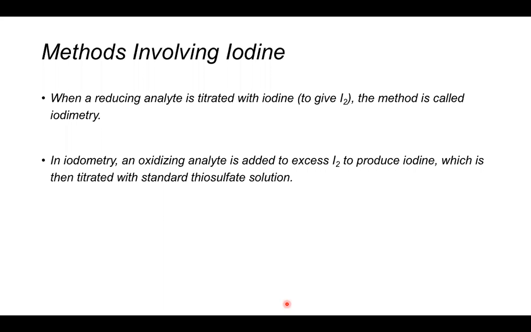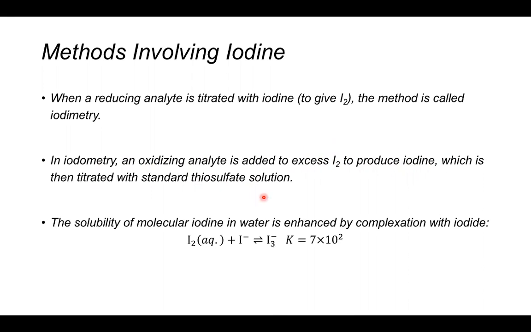In iodometry, an oxidizing analyte is added to excess I2 to produce iodine, which is then titrated with standard thiosulfate solution. So in a reducing analyte, it's iodimetry. In an oxidizing analyte, it's iodometry. So similar but different terms. For an oxidizing analyte, we cannot directly measure it using iodine. So what we do is we use it to oxidize the iodide to produce iodine, which is then titrated with standard thiosulfate solution.